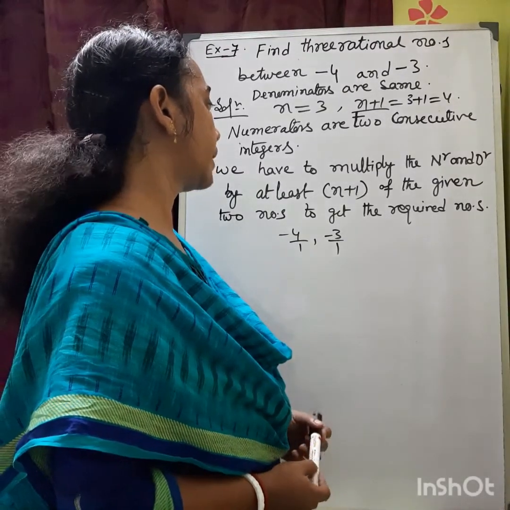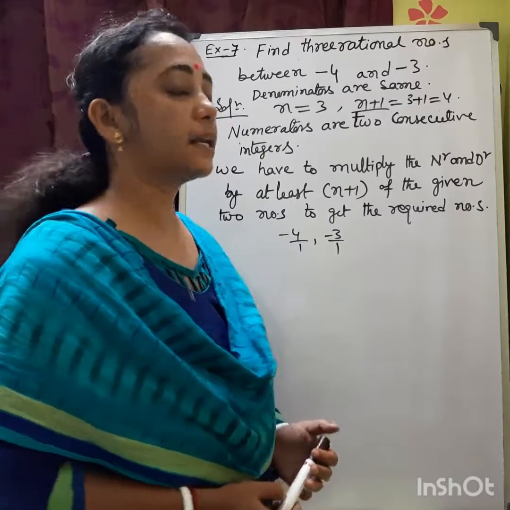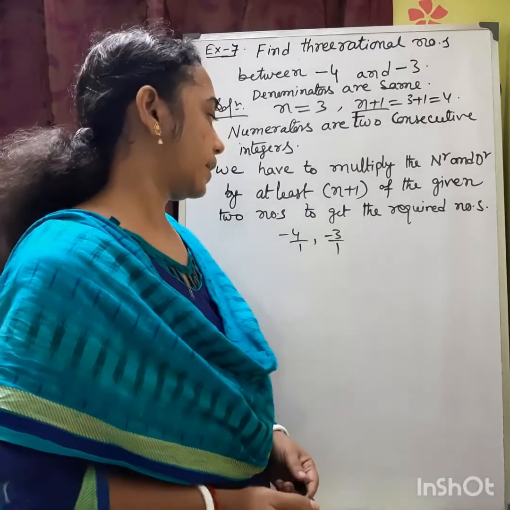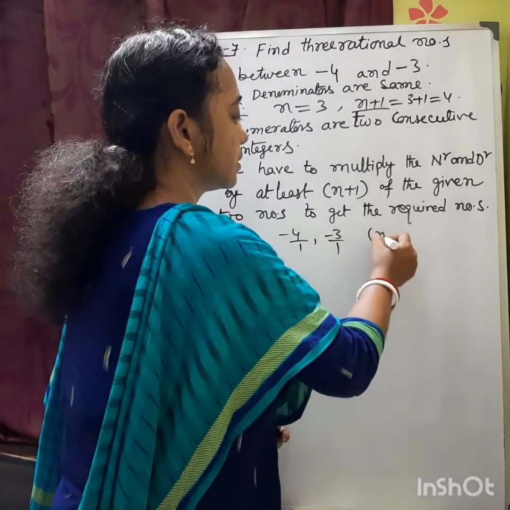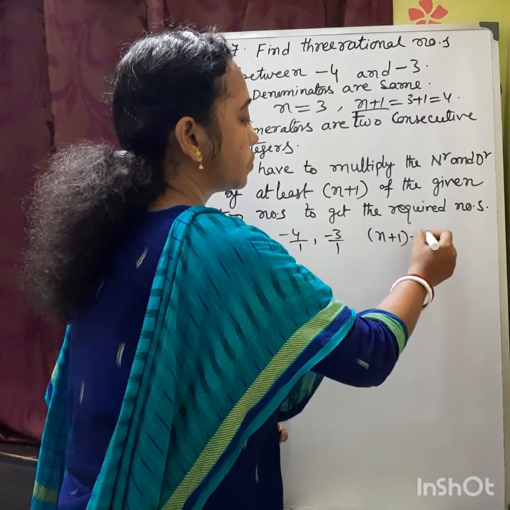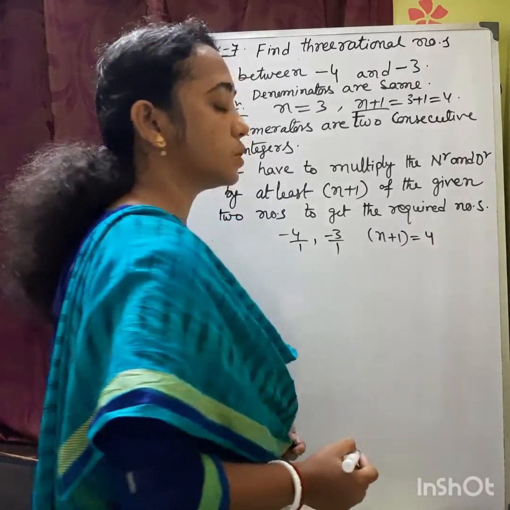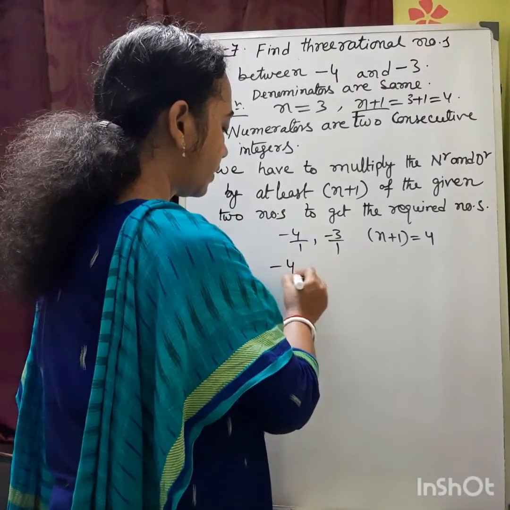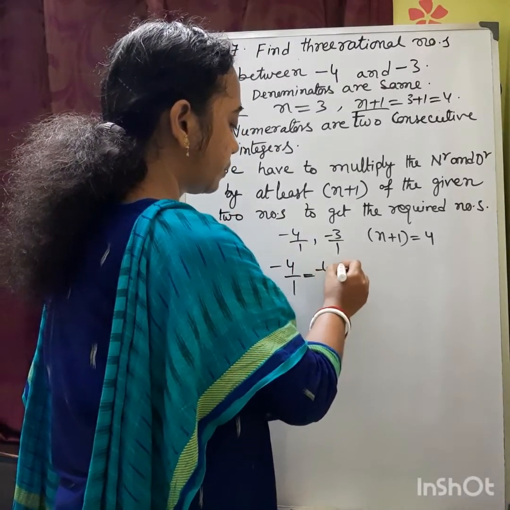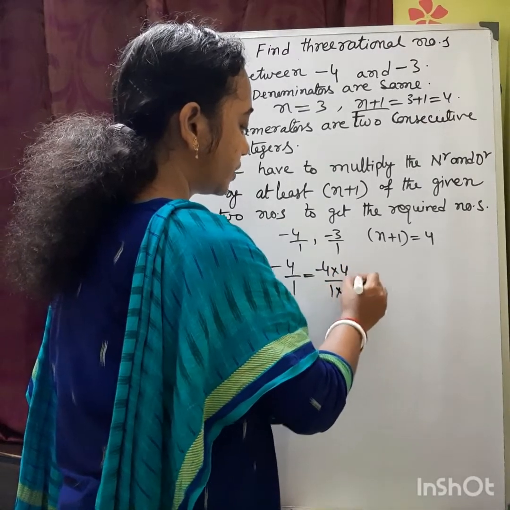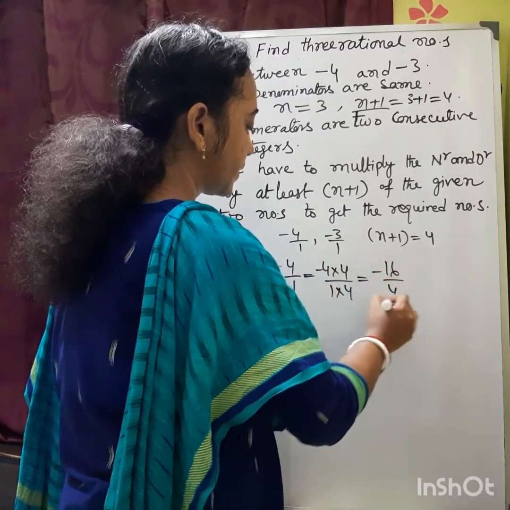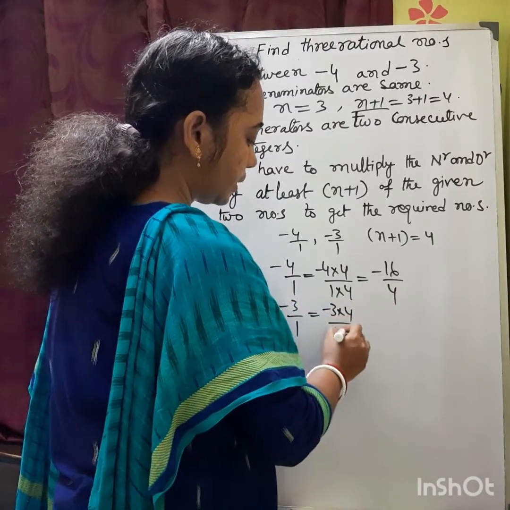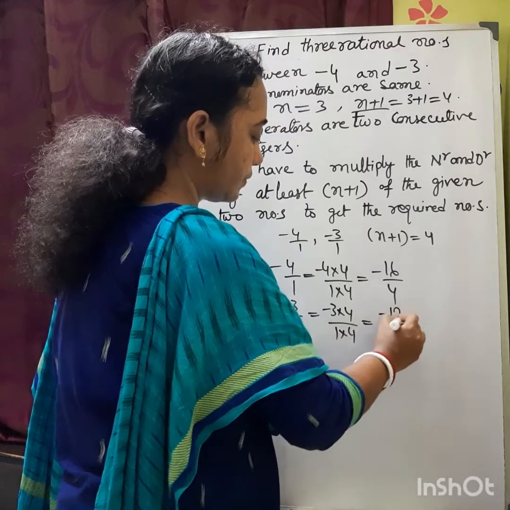So we have to multiply the numerator and denominator of the given rational numbers by at least n plus 1 to get the required rational numbers. Here n plus 1 means 3 plus 1, which is 4. So we have to multiply by at least 4. So minus 4 by 1 is equal to minus 4 multiplied by 4 by 1 multiplied by 4, it is coming minus 16 by 4. And minus 3 by 1 is equal to minus 3 multiplied by 4 by 1 multiplied by 4, it is coming minus 12 by 4.